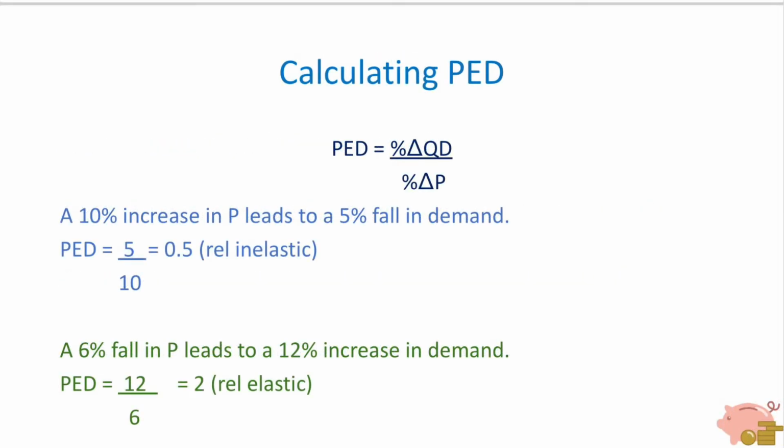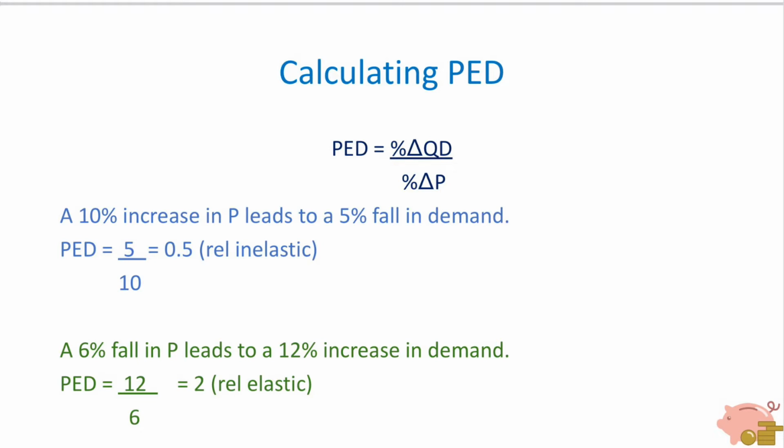So we're going to have to calculate PED, and we do that using this formula. PED equals percentage change in quantity demanded over percentage change in price. So we've got quacking ducks on the pond, so always the quantity demanded, or the quantity, on the top and the price on the bottom. Here's an example. A 10% increase in price leads to a 5% reduction in the quantity demanded. So we've got 5 over 10, which gives us 0.5, and we know that that's relatively inelastic.